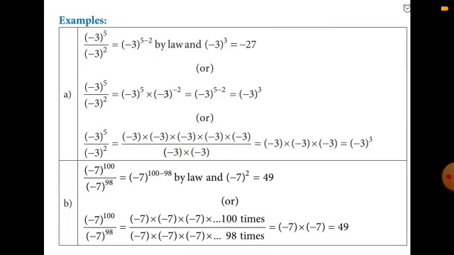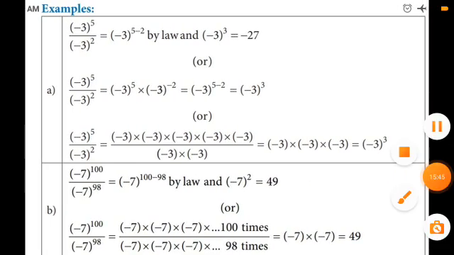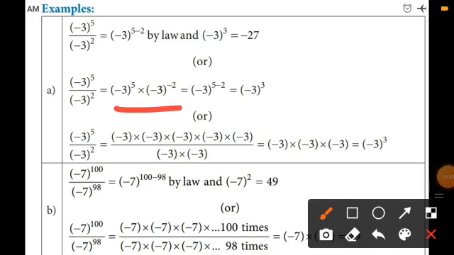For example, first one, (-3) power 5 by (-3) power 2, that is equal to, by the quotient law method, (-3) power 5 into (-3) power -2, that is equal to (-3) power 5 minus 2, that is equal to (-3) power 3. Okay, right.